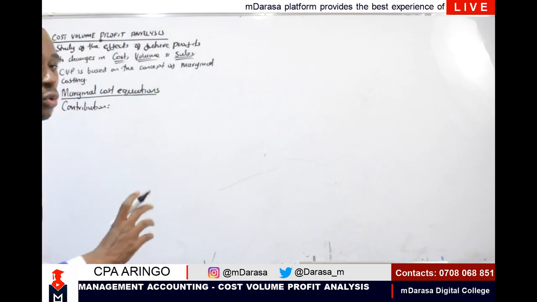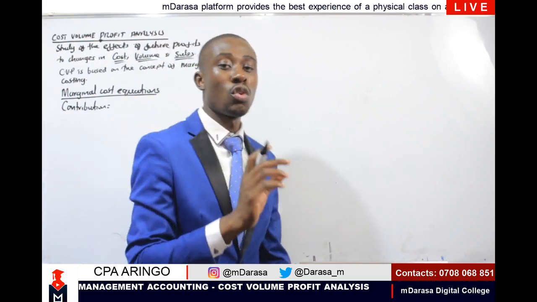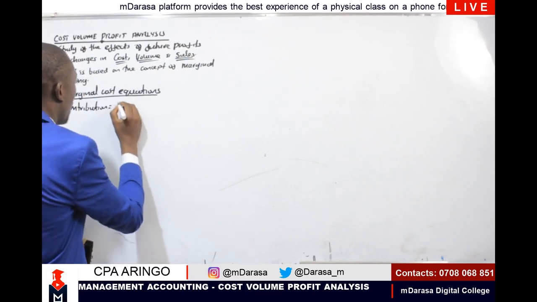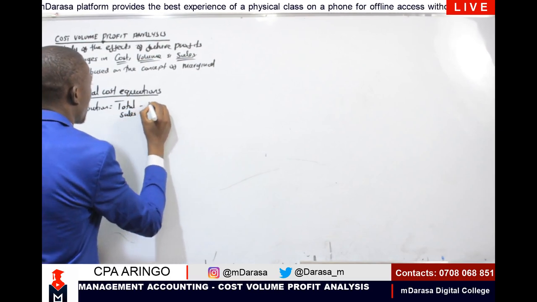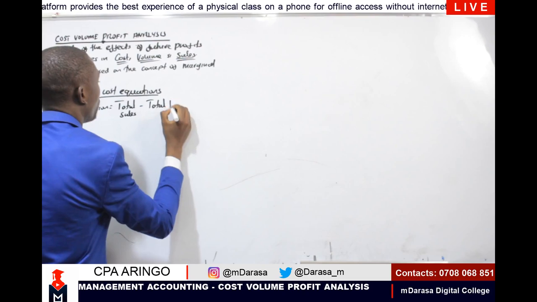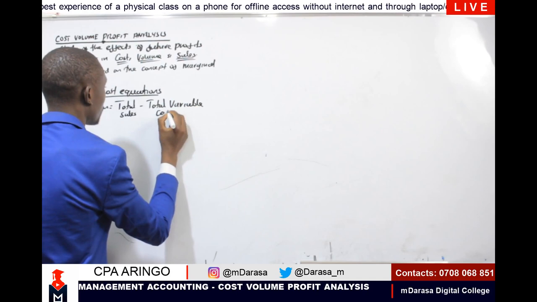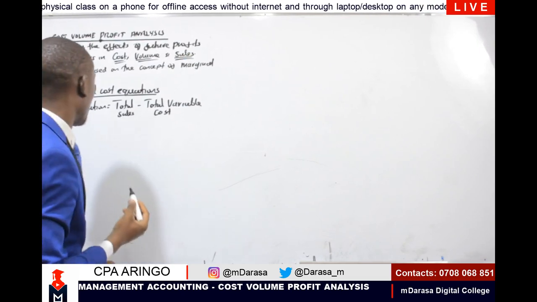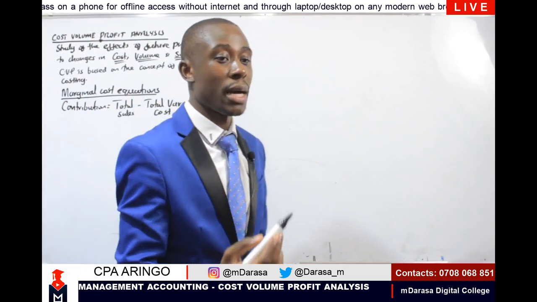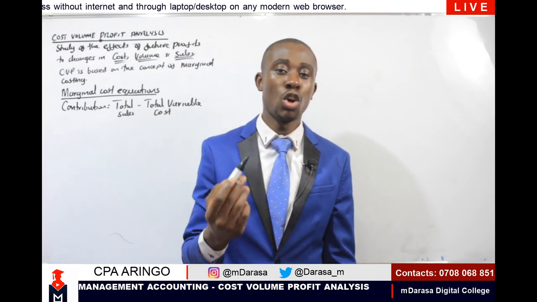And how will we determine our contribution? To determine our contribution, we normally talk of our total sales minus total variable costs. This should give us our contribution. So whenever we talk of contribution, always have it in mind that we are talking of our total sales less our total variable cost.